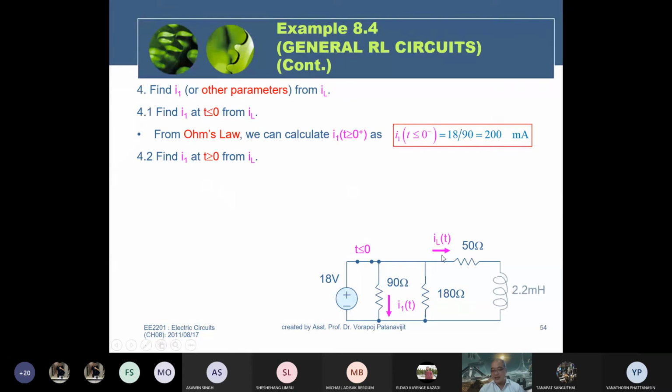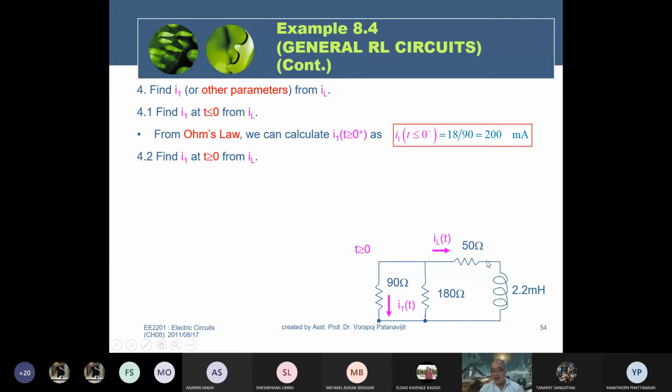You can see that in this case, the switch is open for time greater than 0. Therefore, the source is removed from the circuit. Therefore, in this case, try to express I1 in terms of IL.